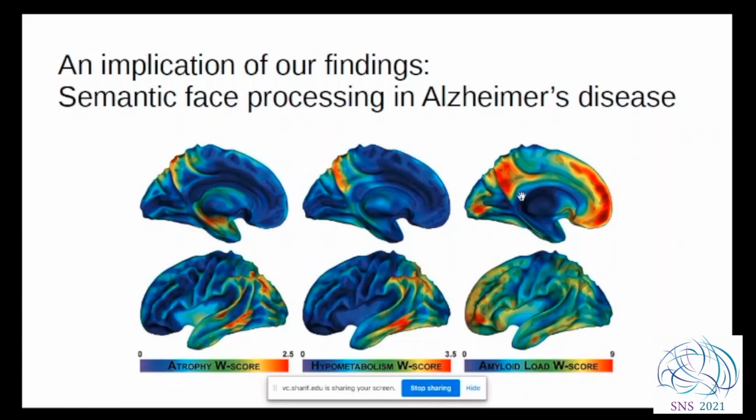I mean, this map is quite similar to the map of familiar versus unfamiliar faces, which suggests that perhaps one of the reasons that AD patients cannot recognize their relatives, their close relatives or friends, could be because of the involvement of PCC. So basically, the PCC region has been affected and they cannot process familiar faces as they should.